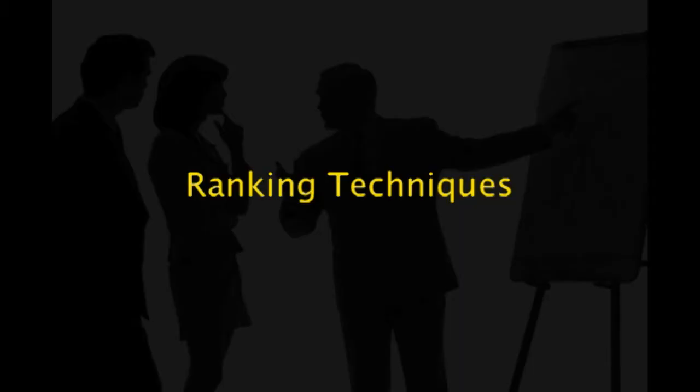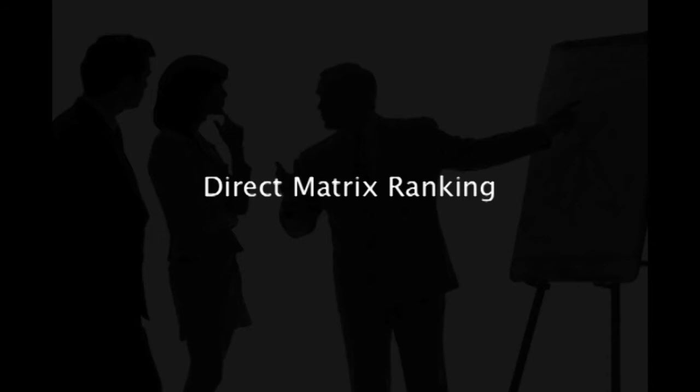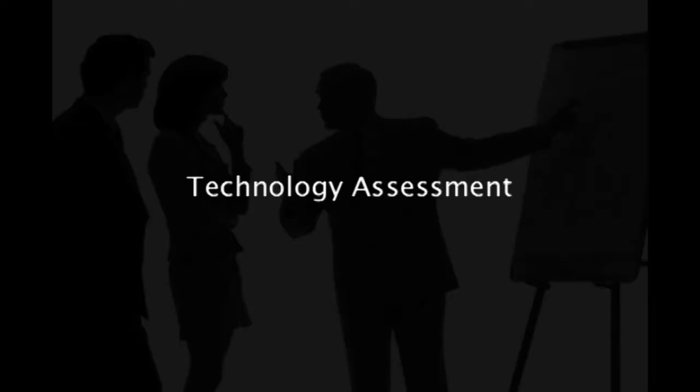The next is ranking techniques. The first is wealth ranking. It refers to placing people on their different steps of the social ladder according to their wealth. Second, direct matrix ranking, placing different items or things according to their worthiness with regard to a specific criterion or reason related to a specific behavioral decision. Third, technology assessment. It refers to assessing the worth or utility value of a technology in comparison to many existing techniques, for example, from the farmer's point of view.